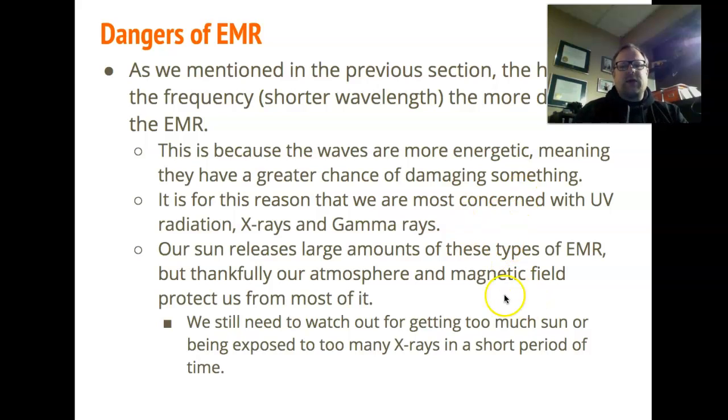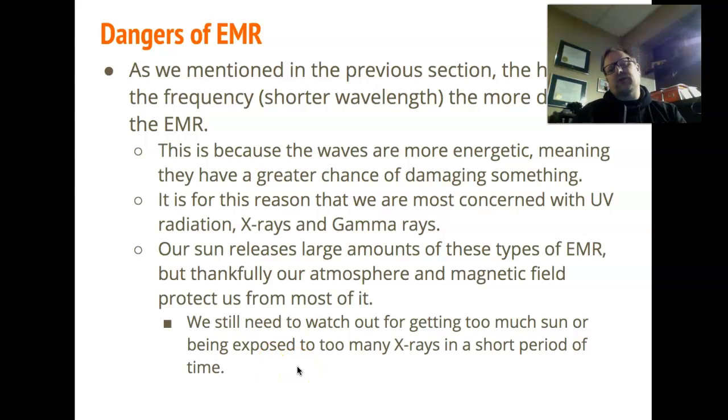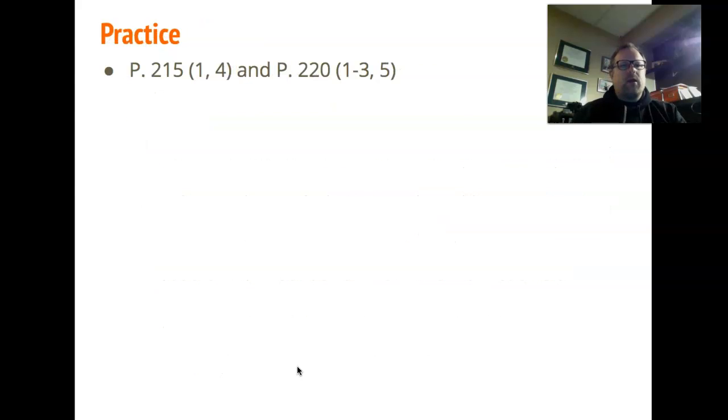And as I said earlier, our sun releases large amounts of these types of electromagnetic radiation, but our atmosphere and our magnetic field protect us from most of it. But like I said before, we need to watch out for getting too much sun or being exposed to too many X-rays in a short period of time. So that is a really quick lesson running through concept C4.